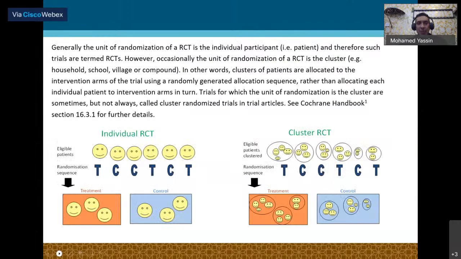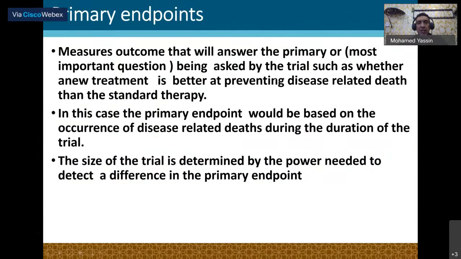So when we say a primary endpoint, this is the outcome that will answer the primary or the most important question. What is your research question? What is the most important question you want to answer when you do this study or this clinical trial? So this will be the primary endpoint.